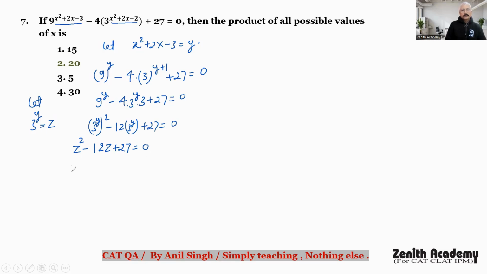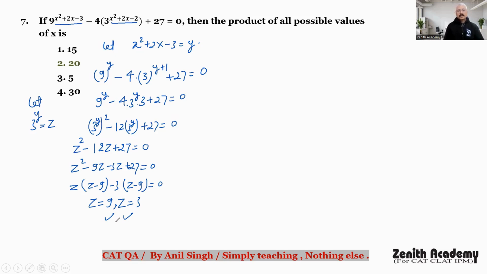So here it is z square minus 9z minus 3z plus 27 is equal to 0. Simple way of factorization: z minus 9 into z minus 3 equals 0. So z is equal to 9 and z is equal to 3. So two values of z, one is 9 and one is 3. Now take one of the values of z, 9. So here it is 3 to the power y.